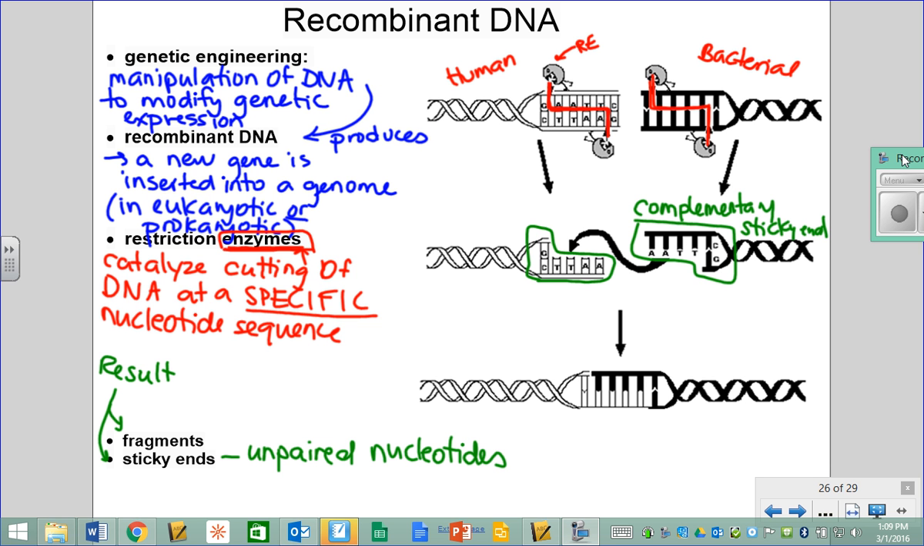If then we take those two samples of DNA that we have cut with restriction enzymes and we put them together, we could use ligase, so the enzyme that sticks nucleotides together. We saw it before when we saw DNA replication. And now we have recombinant DNA.